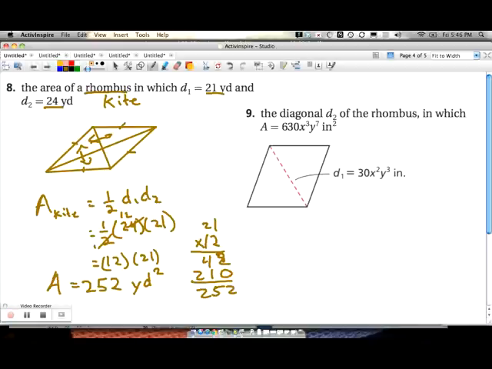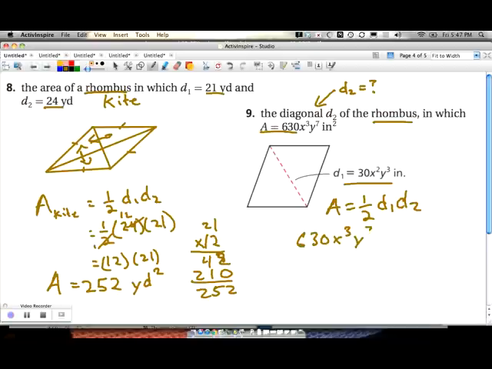Okay, this one's a little more complicated, but notice the information that they give us. They're asking us for a diagonal. D2 equals what? I don't know yet. It's a rhombus, so it's the same formula that we started with before, but we just got to fill in the information we know and find out that which we don't. So I know that the area is equal to 1/2 diagonal 1 times diagonal 2. Now I'm going to put in the pieces that I do know. I know that the area is 630 x to the 3rd power y to the 7th. Now over here I have 1/2. The diagonal is 30 x to the 2nd power y to the 3rd times diagonal 2.